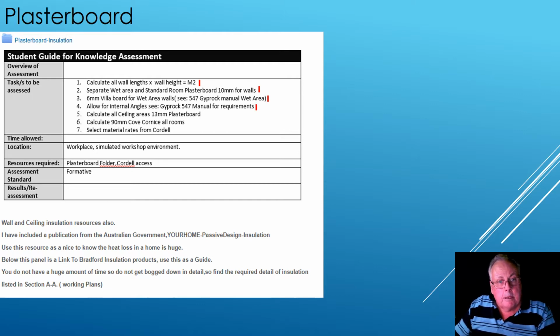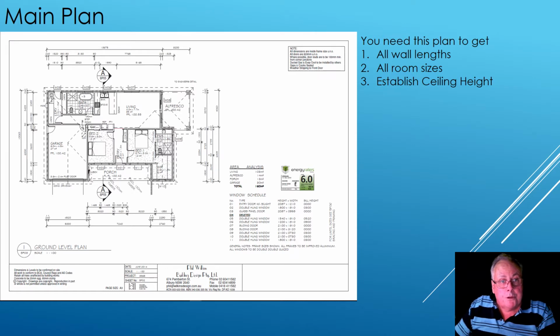All right, we need to calculate all the ceiling areas, and we've nominated 13mm plasterboard for that job, and we've also allowed 90mm cove corners to all rooms. Okay, you can get your rates from Cordell's, and we'll go from there. All right, we'll look at slide 2, and there are quite a few slides here. What do we need? We need the main plan, and with the main plan we'll be able to establish all the wall lengths, all the room sizes, and also establish the ceiling height.